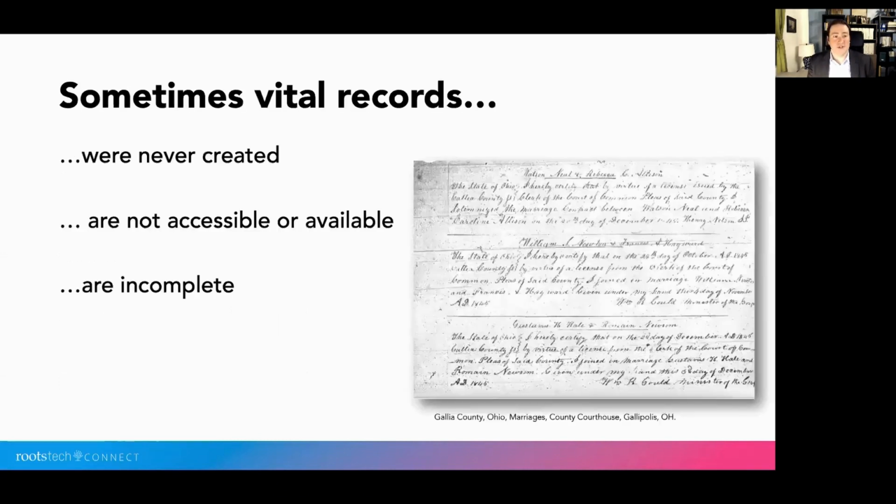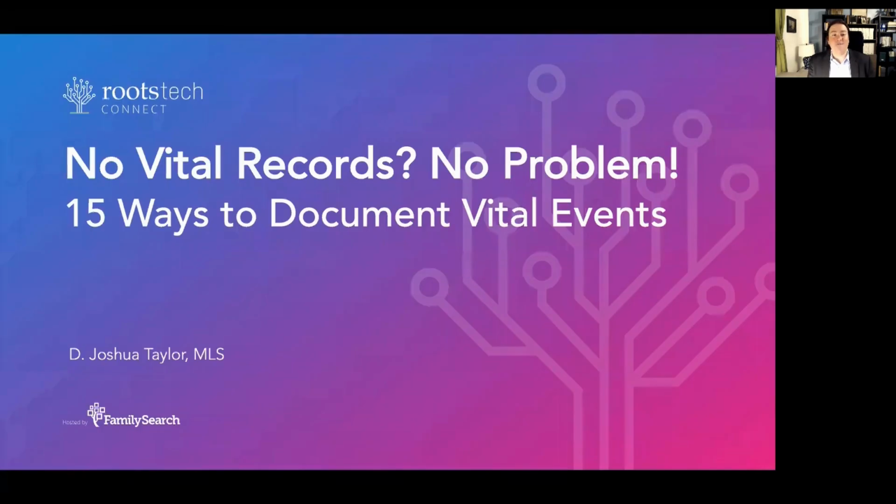So in conclusion, sometimes vital records were never created. Sometimes they're simply not accessible. Sometimes they're not available. And sometimes, even when you have them, they're incomplete. But that's okay, because now you have 15 ways to document vital events, making no vital records no longer a problem for you in your family history research.